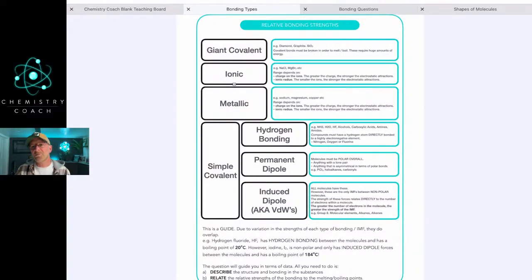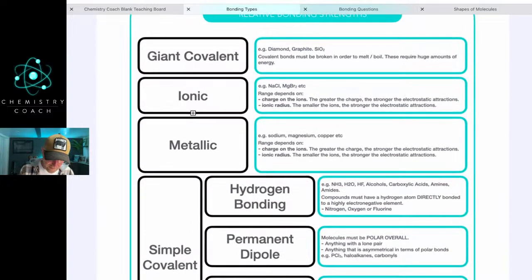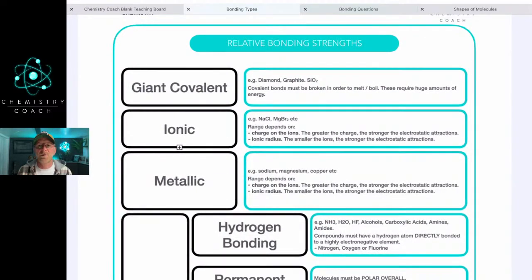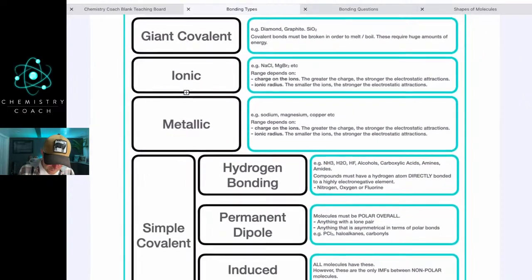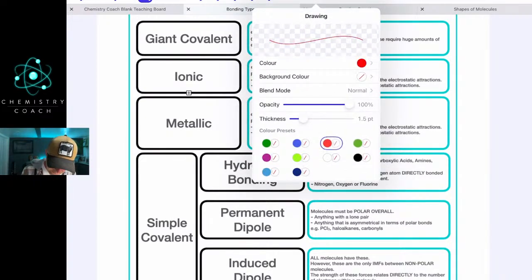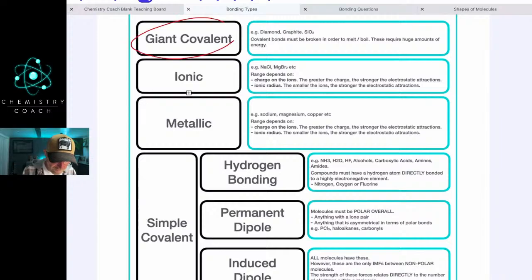This is something I created just over the last couple of days. I'm always trying to explain this just in words, and I thought, I'm going to actually put it down on paper. Here are all your major types of bonding down the left-hand side: giant covalent, ionic, and metallic. These are all your crystal structures. OCR people love you to talk about these being crystal structures. That is a fact, to be fair, but not so important for the other exam boards.